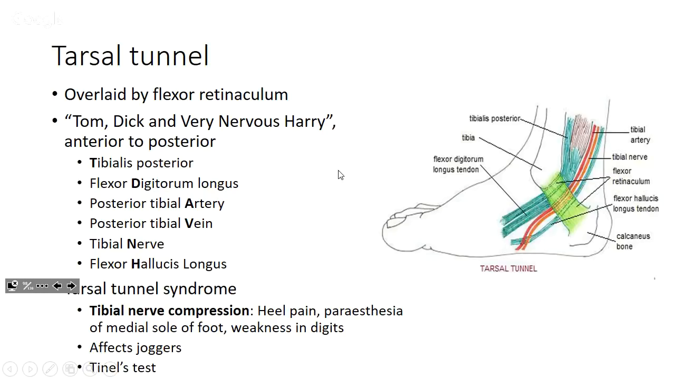that's what it is. Okay, so how do you remember the tarsal tunnel? The easiest way is to think of this mnemonic here. So Tom, Dick, and very nervous Harry. From anterior to posterior: tibialis posterior, flexor digitorum longus, artery, vein, nerve, and then flexor hallucis longus.